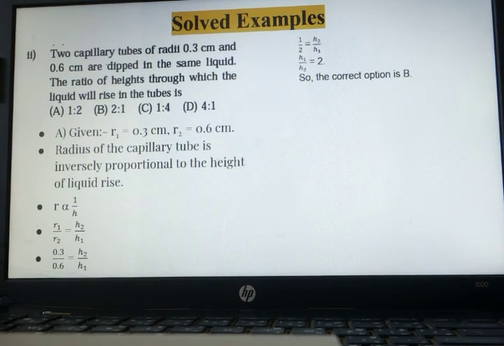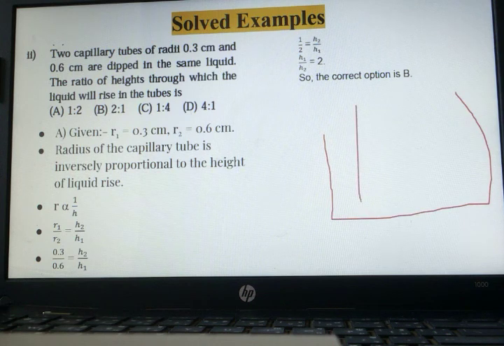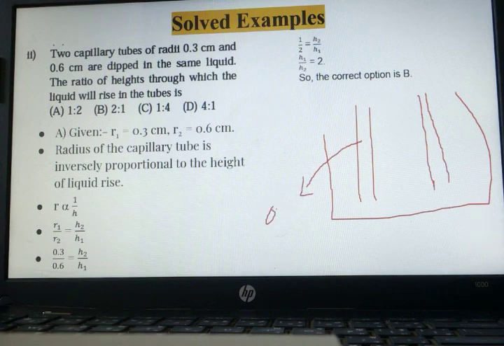Next one, two capillary tubes of radii 0.3 centimeter and 0.6 centimeter are dipped in the same liquid. Take for example, one container is there, and one capillary tube and another capillary tube are dipped in the same liquid. One capillary's radius has been given. Take for example, this capillary's radius is 0.3 and this capillary's radius is what? 0.6. Okay. The ratio of the heights through which the liquid will rise.